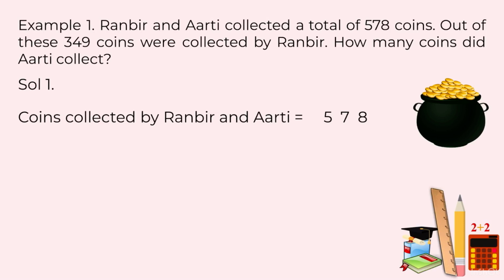Then the second sentence is, out of these, 349 coins were collected by Ranbir. So in the second sentence, they are telling us coins collected by Ranbir are 349. So we will write that only. Coins collected by Ranbir is equal to 349. Now, when you're writing these statements, make sure you write the numbers one below the other.